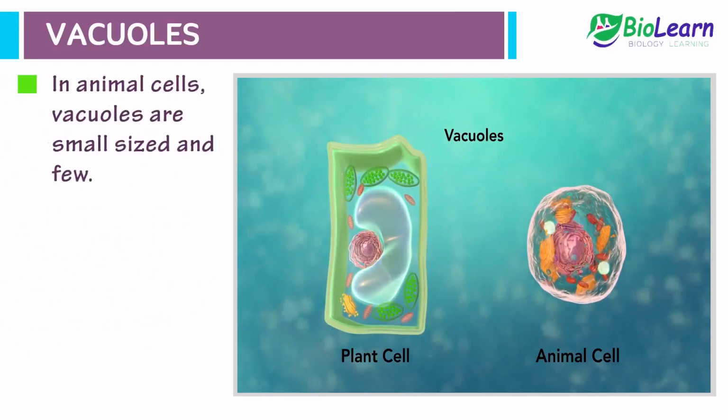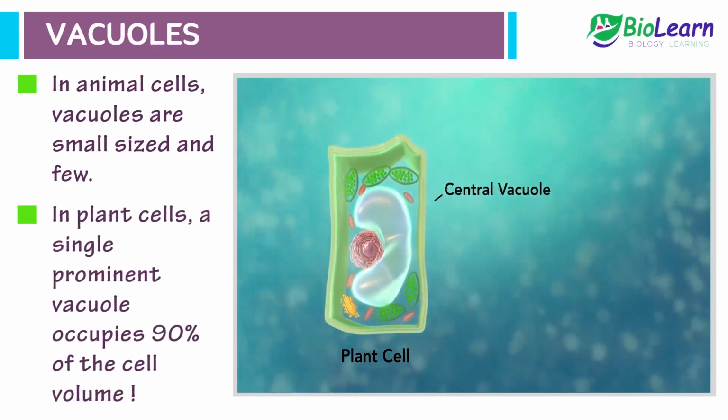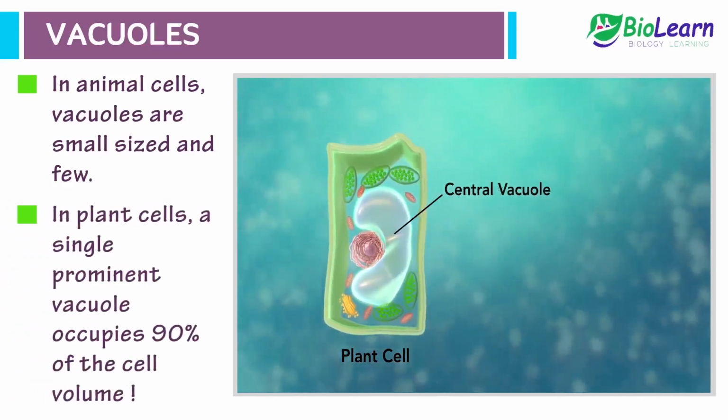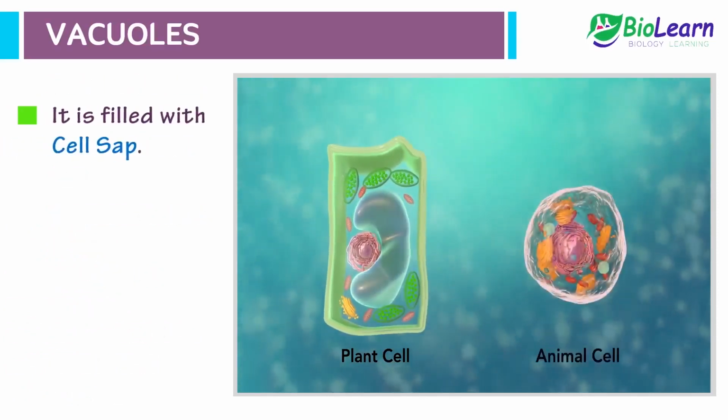In animal cells, the vacuoles are small-sized and few in number. In plant cells, a single prominent vacuole occupies about 90% of the cell volume. It is filled with a liquid called cell sap.